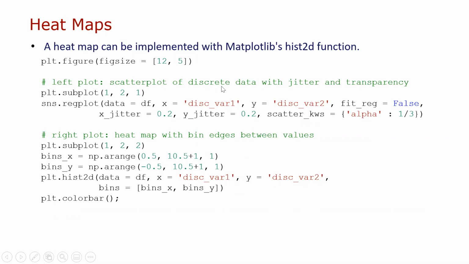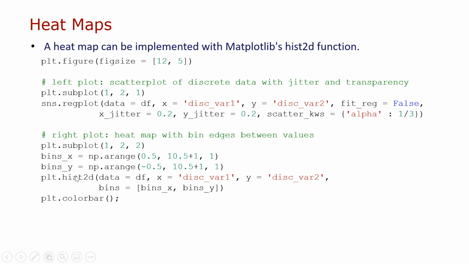So, scatter plot of discrete data, the thing that we have seen before. If you remember the jitter, X jitter, Y jitter, don't include any fitting line, and the alpha is 1.3. And the second one is the heat map, and that's how we write it.